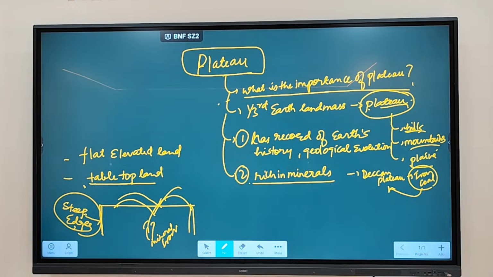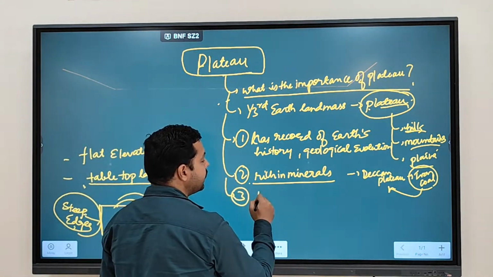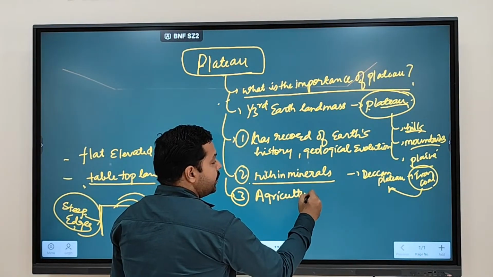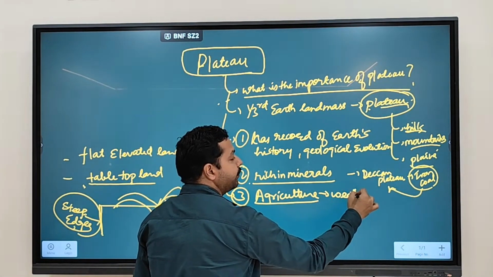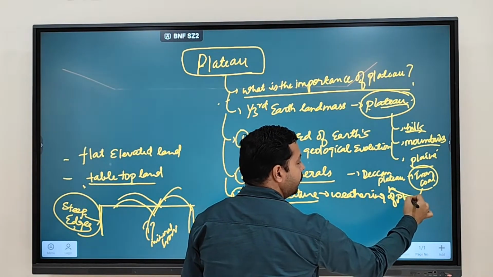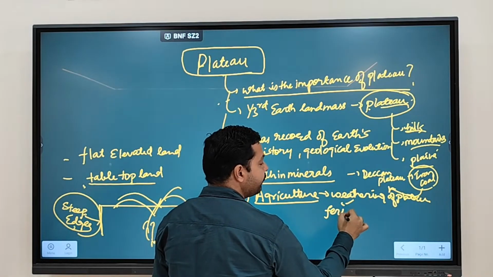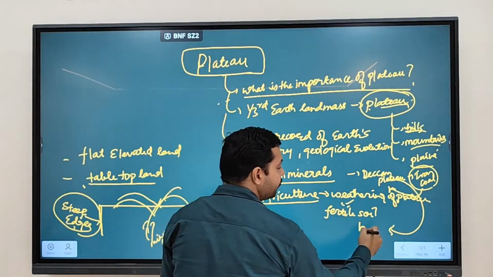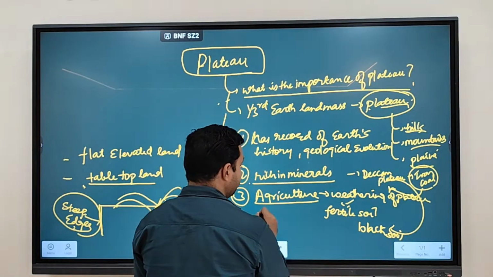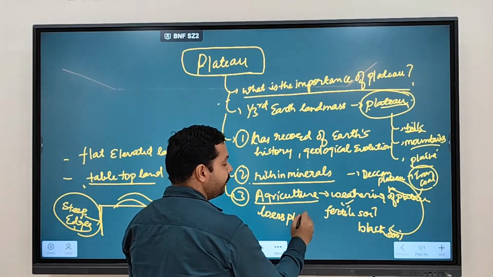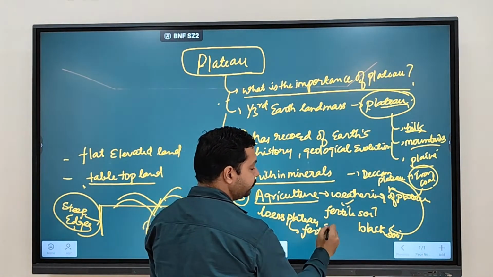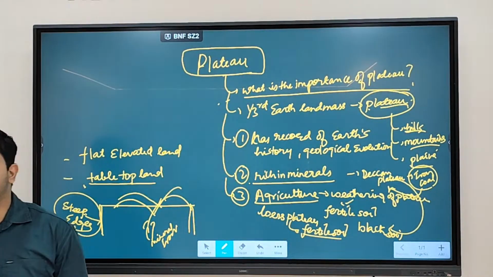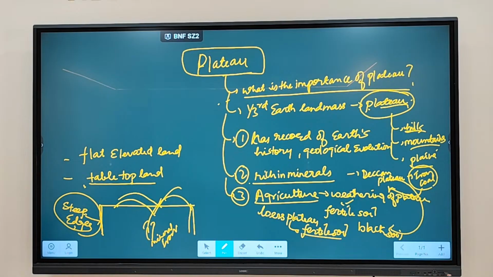The third important aspect is that it is also an important source for agriculture, as weathering of the plateaus will create fertile soil. Especially like you see Deccan Plateau, when it is eroded, black soils are being formed. Likewise, you'll see the loess plateau that you find in China. This also provides fertile soil. So this can be a source of fertile soil and can be used for agriculture purposes also. That is another important aspect of plateaus.